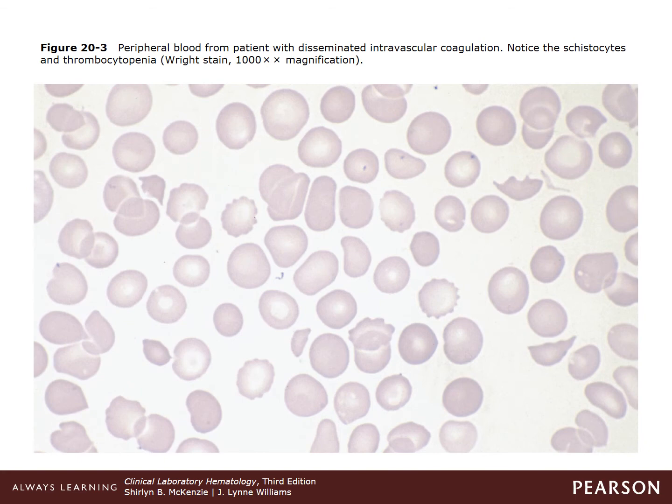Okay, here's a peripheral blood picture of someone with DIC. You have severe thrombocytopenia. Where are those platelets? Notice all the schistocytes as well. This is leading to very serious bleeding complications, especially if you have your coagulation factors consumed.